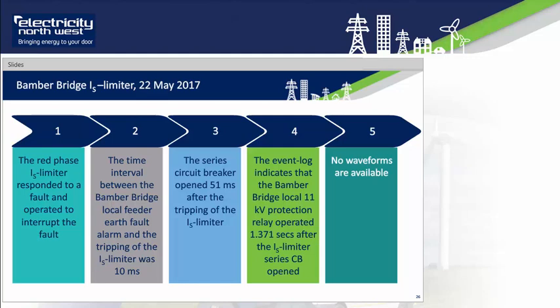We had an IS limiter fault on the 22nd of May at Bamber Bridge. Unfortunately, the IS limiter did operate very, very quickly in milliseconds, so we couldn't actually recover any waveforms. But the investigation has proved the red phase IS limiter responded to a fault, operated and interrupted the fault. The time interval between the Bamber Bridge local feeder and the earth fault alarm was in the region of 10 milliseconds.